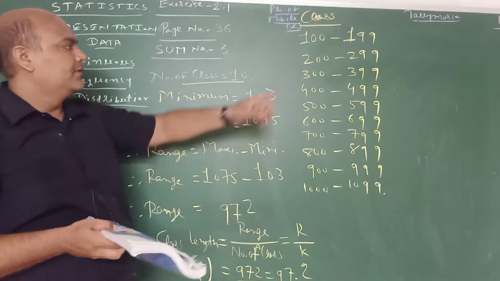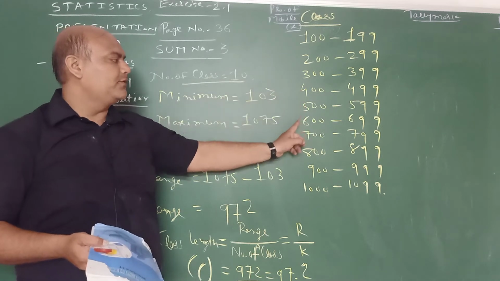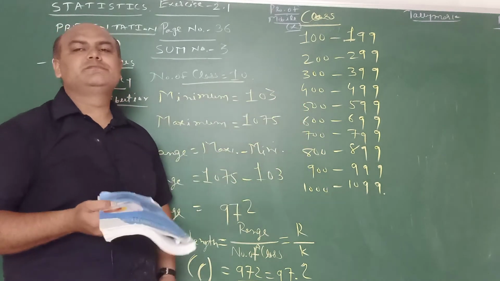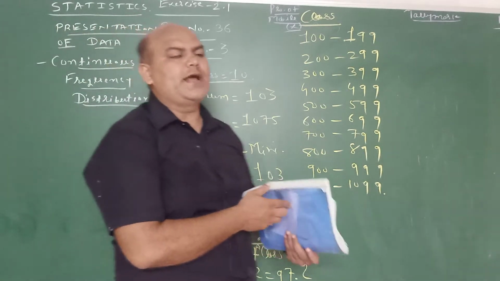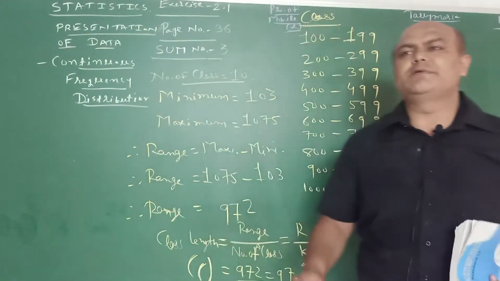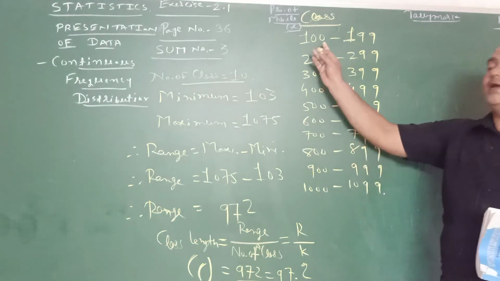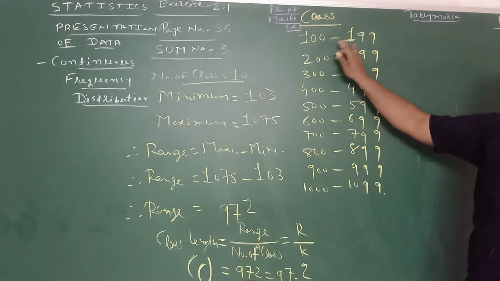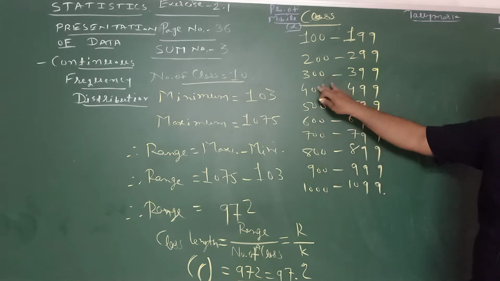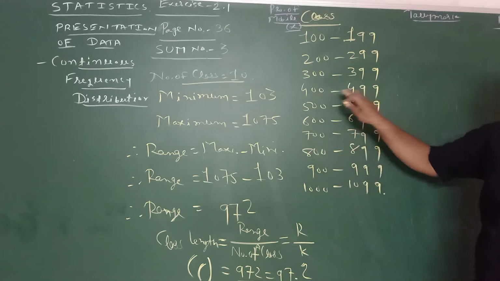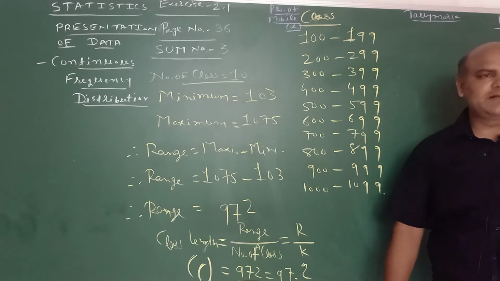1, 2, 3, 4, 5, 6, 7, 8, 9 and 10. If anyone wants to make the exclusive type of continuous frequency distribution, then they can take the class like this: 100 to 200, 200 to 300, 300 to 400, 400 to 500. That can also be possible.